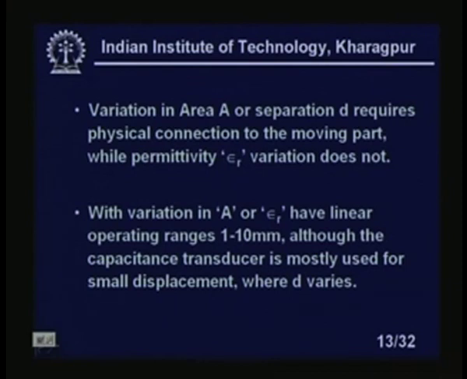With the variation in A or epsilon r, we have a linear operating range, usually 1 to 10 millimeter, although the capacitance transducer is mostly used for small displacement where D varies. So, it is used for very small displacements. For larger displacement we have many other sensors like potentiometers, presets and so on. Usually we use this capacitance sensor for smaller displacement measurement.